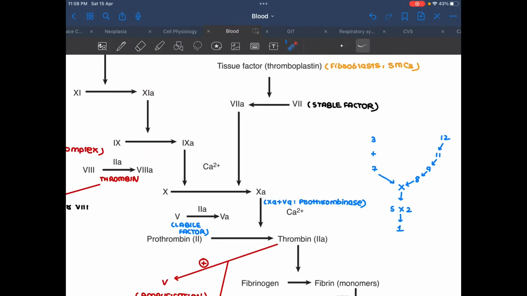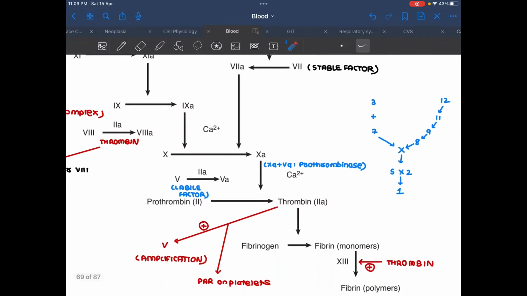And we know, when we studied the tenase complex, that 8 and 9 both are going to form a tenase complex, and that's going to convert your 10 into 10A. And what will happen next, once the 10 is getting converted to 10A? What is the next in line? We have thrombin. This prothrombin gets converted to thrombin. And once thrombin is formed, thrombin is going to convert fibrinogen into fibrin.